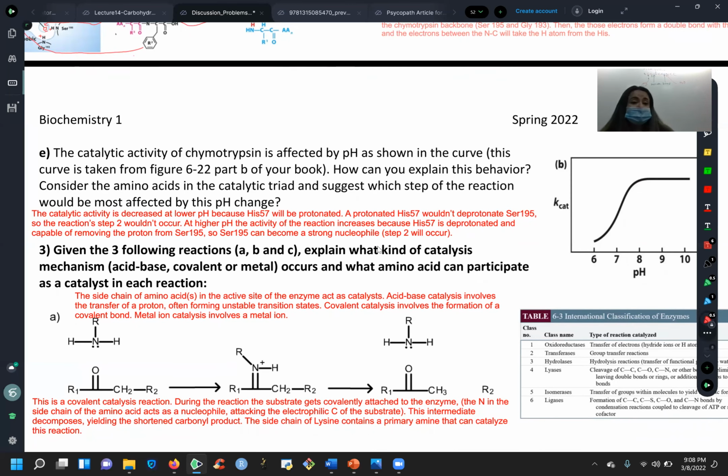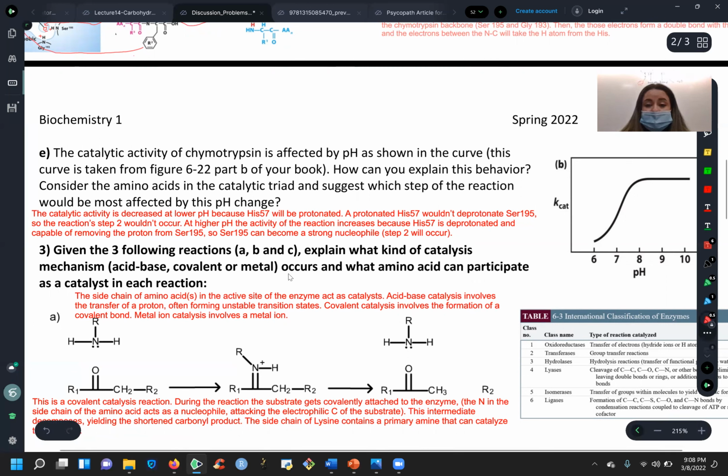So it's everything we already talked about. Given the 3 following reactions, A, B, and C, explain what kind of catalysis or mechanism: acid base, covalent, or metal. So this is another thing for exam 2, you have to know these types of catalysis: acid base, covalent, or metal. I also have examples in a video that I linked. I think it's video number 3.